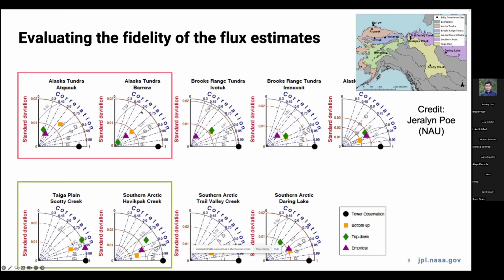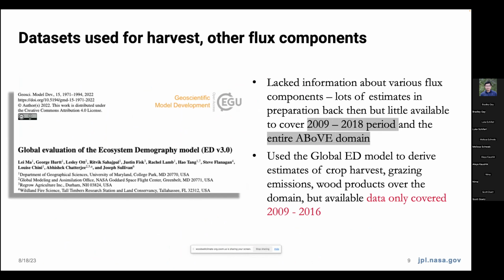At this point, we were still focused on the top-down and bottom-up reconciliation, just trying to understand how those NEE estimates line up against each other. We got a little bit more ambitious and thought, well, can we actually attempt to put together a budget? Which would require knowledge of certain other flux components.